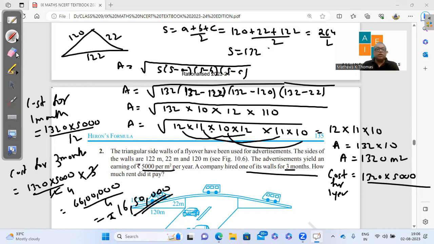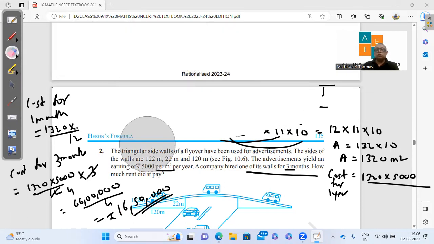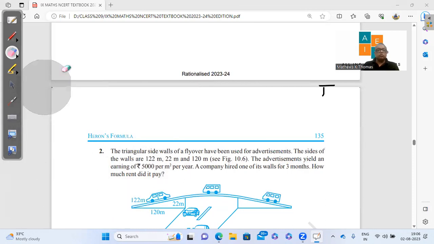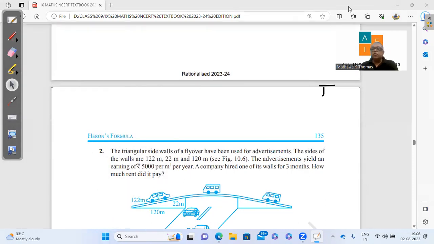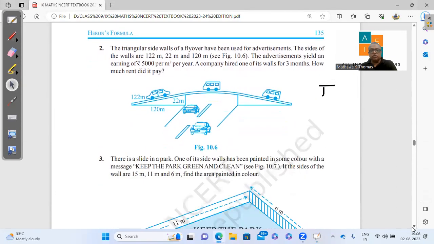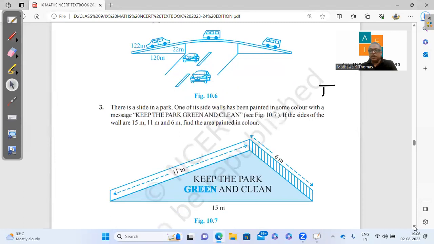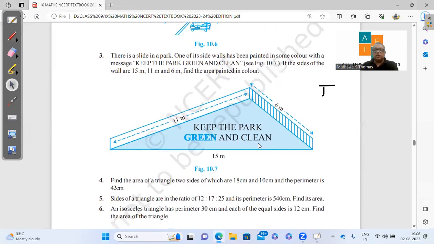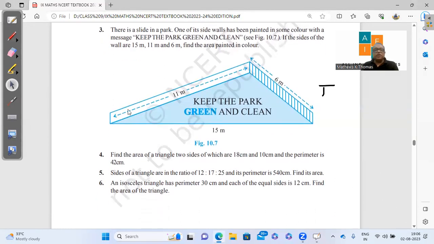So question 1 and 2 are important questions. Then we move on to question number 3. Question number 3 is, the diagram is given there. There is a slide in a park. If the sides are 15, 11, and 6, what will be the area of this?